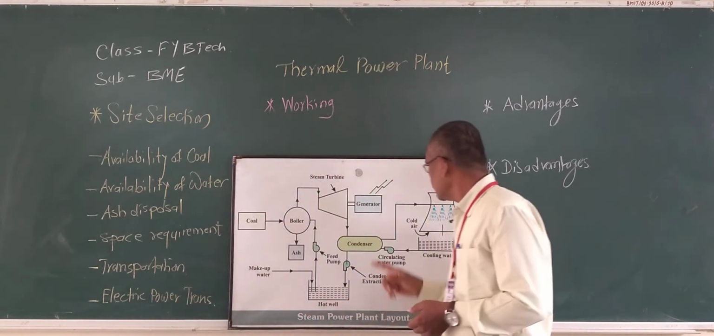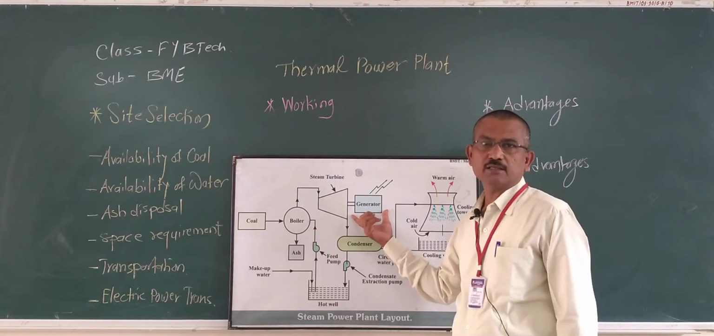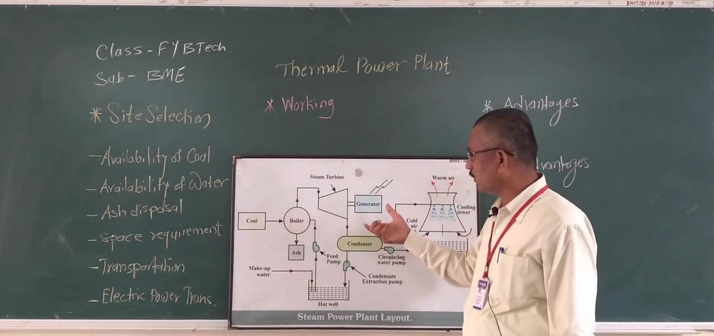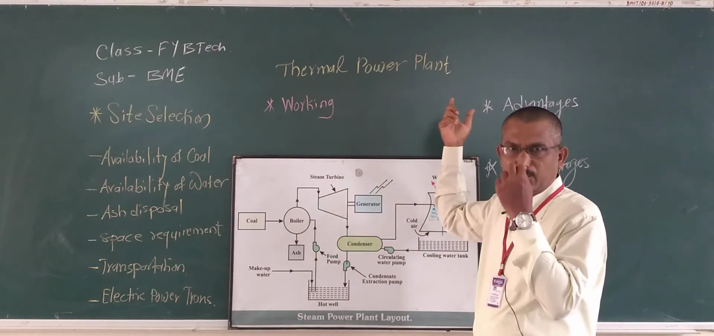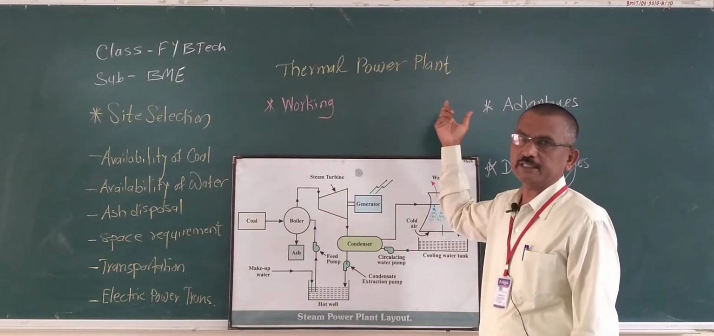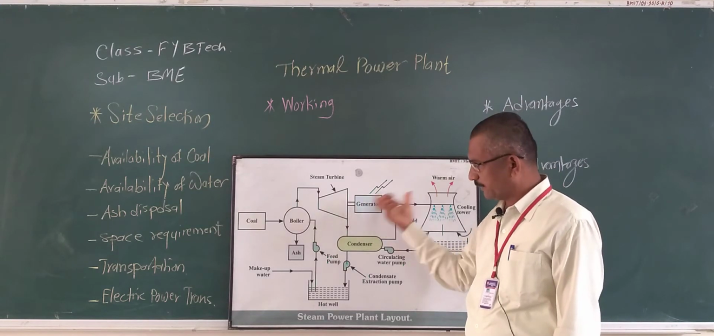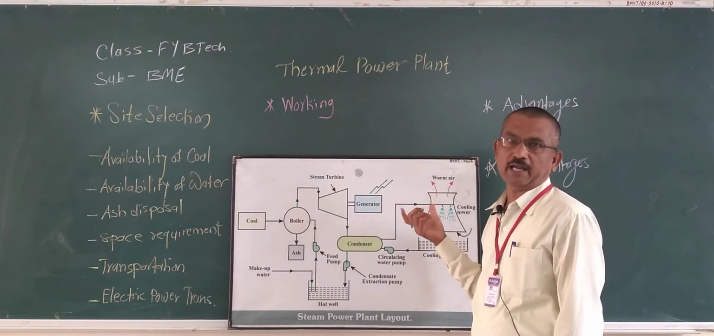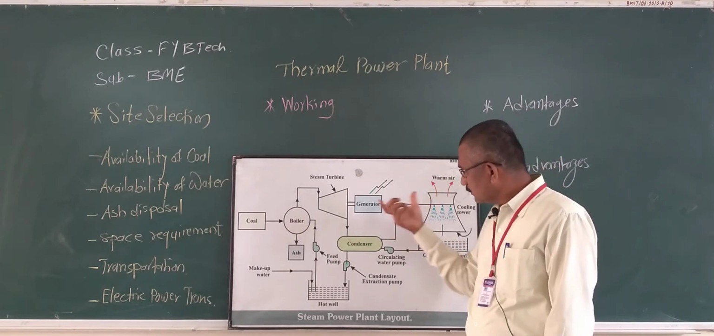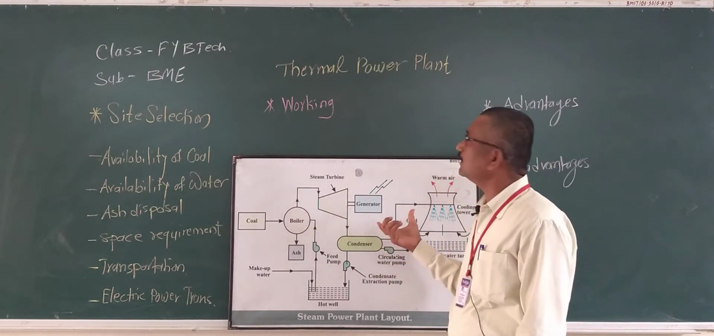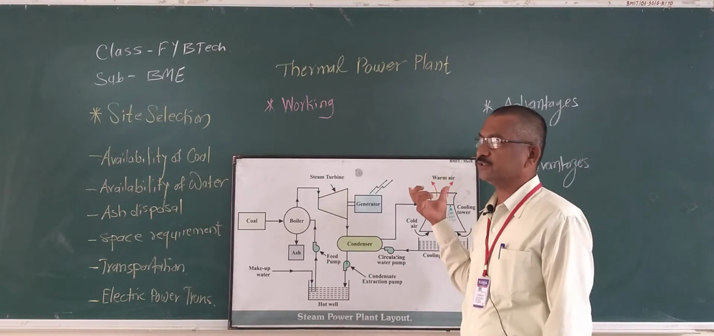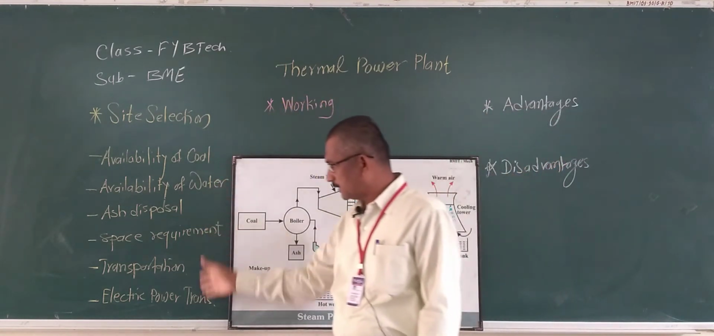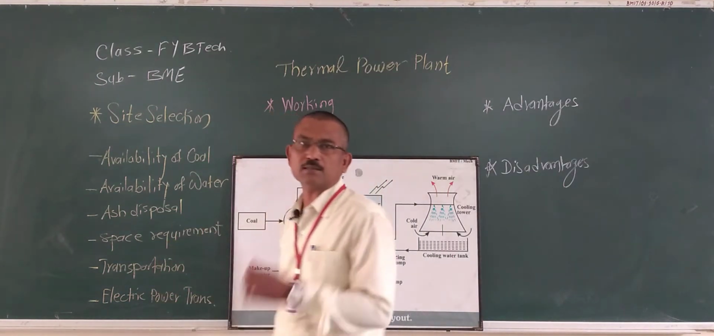And the final one, electric power transmission. After generation of electricity, we transmit the electric power to different points, that means consumer points, isn't it? For that we need different power lines, and the cost of power lines is also high. So to reduce it, the distance between the power plant and the consumer point should be minimum or moderate. These are the different points that should be considered while selecting the site for a thermal power plant.